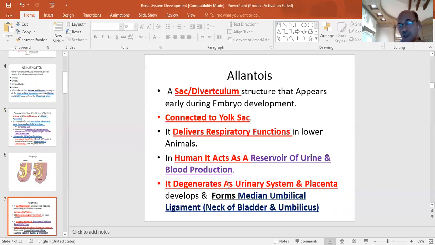And of course, after the development of the placenta takes place, the remnant of that will be the median umbilical ligament that is present at the neck of the bladder and the umbilicus.